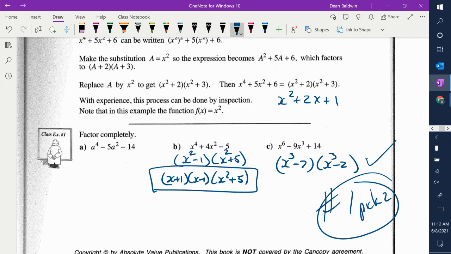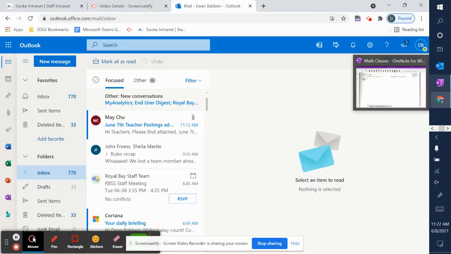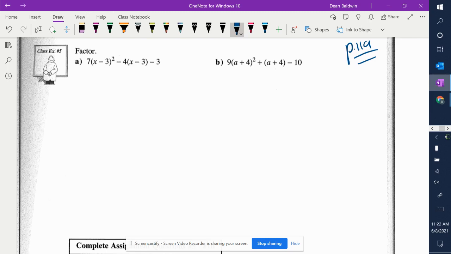Applications of factoring. This is the last factoring we're doing. So we have 7 times (x minus 3) all squared minus 4 times (x minus 3) minus 3. Okay, looks like a gong show. Do not multiply the 7 in or the 4 in. Don't do that.